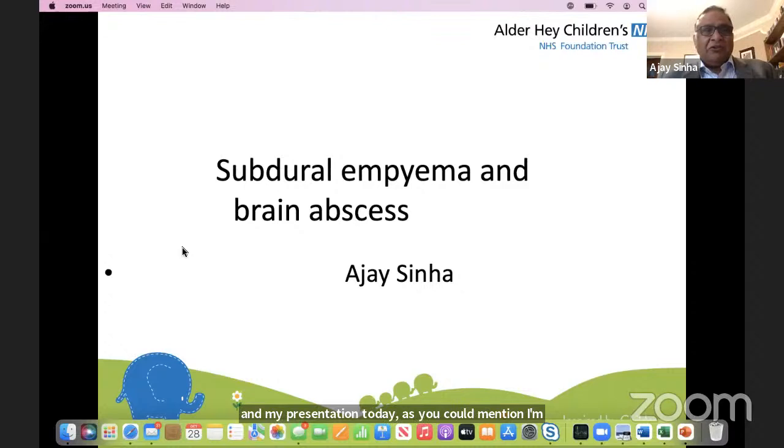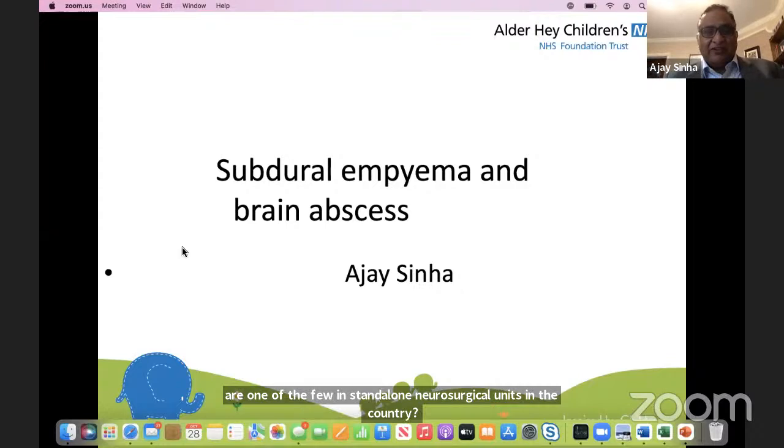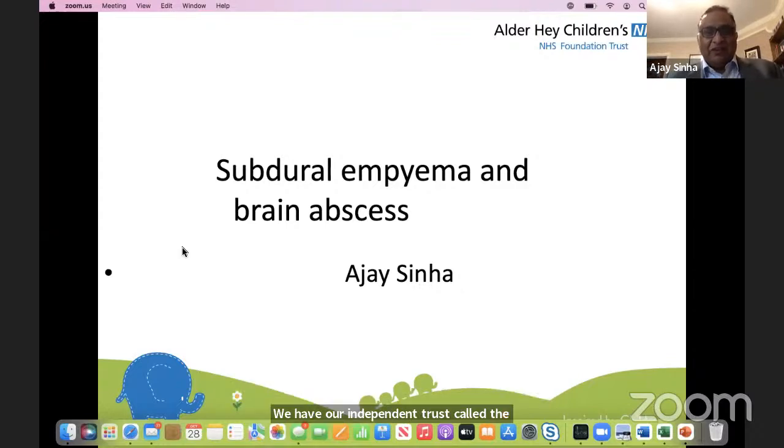Liverpool is not known only for football and the Beatles. It's also got a very good neurosurgical setup. We are one of the few standalone neurosurgical units in the country. We have our independent trust called the Walton Centre, which deals with the adult side. And 3 miles down the road, we have one of the biggest pediatric hospitals in Europe, Alder Hey Children's, where I am based.